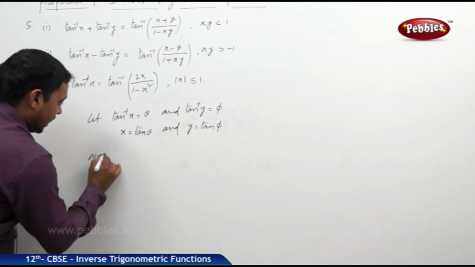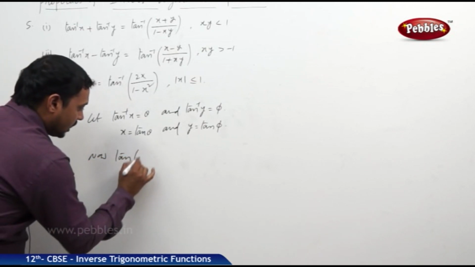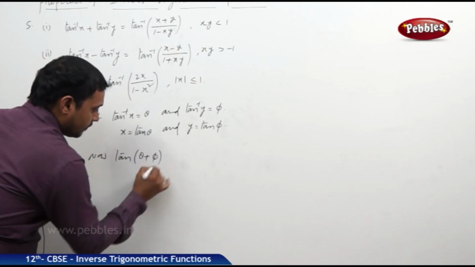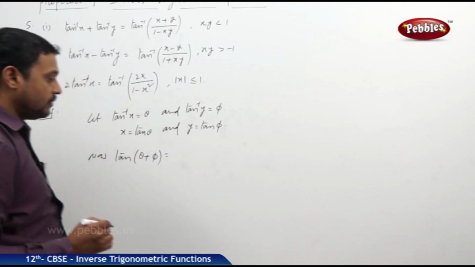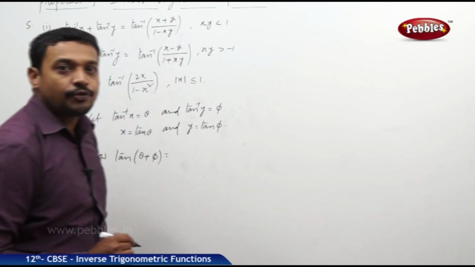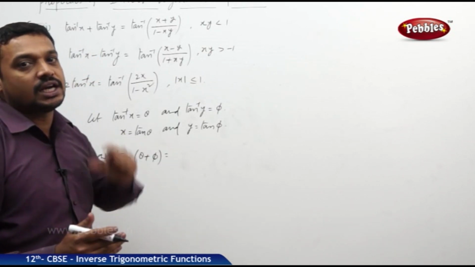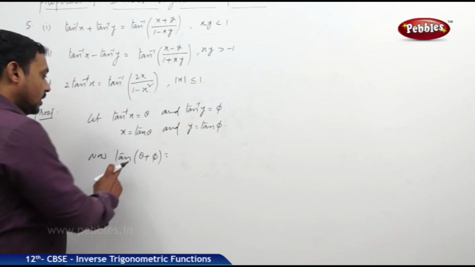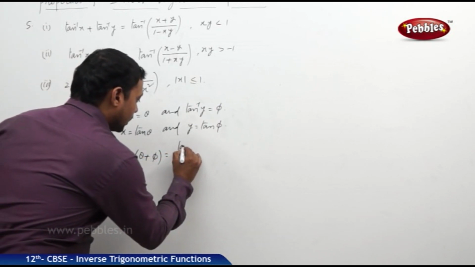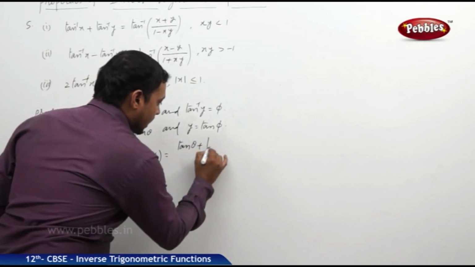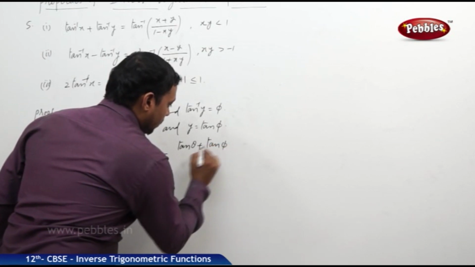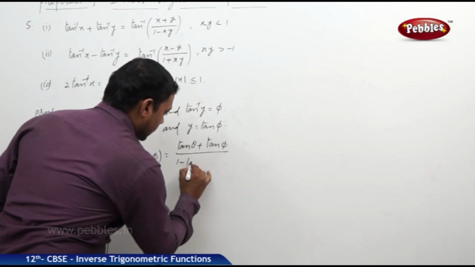Now let us take tan of theta plus phi. You know it is the tan a plus b form, compound angles. What is the formula of tan a plus b? Tan a plus tan b by 1 minus tan a tan b. Like that, tan of theta plus phi is equal to tan theta plus tan phi by 1 minus tan theta tan phi.